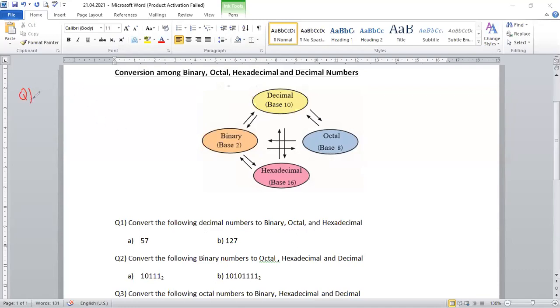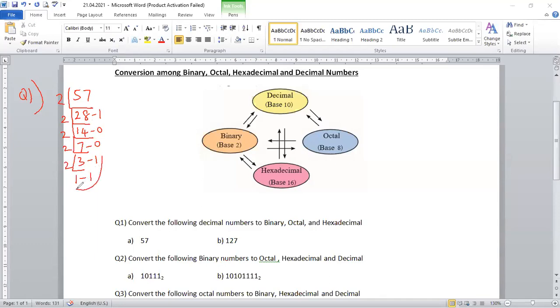So question number 1, convert the following decimal numbers to binary. Now you all know how to convert a given decimal to binary. You have to divide by 2. So 2 for 17, 8, and the remainder will be 1. Again by 2, 1, 4, the remainder will be 0. Again by 2, 7, 0. Again by 2, 3, 1. Again by 2, 1 and 1.